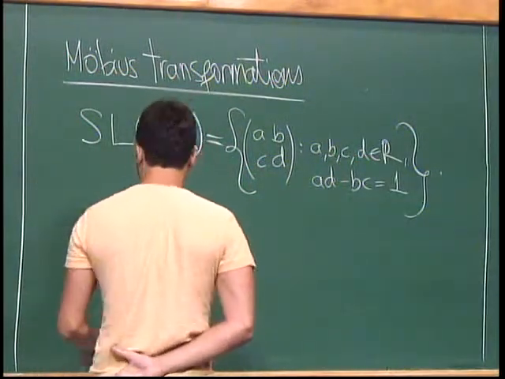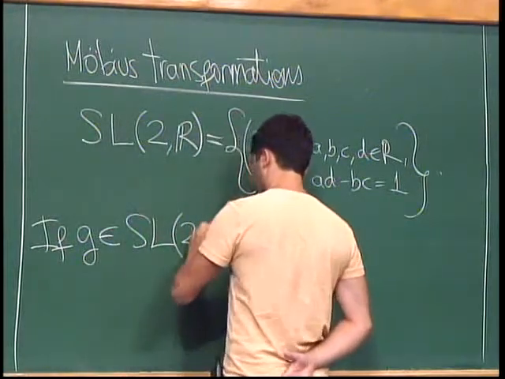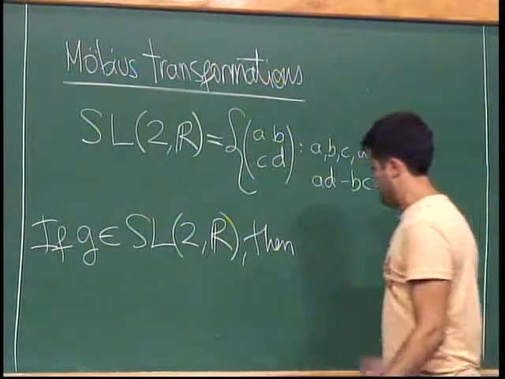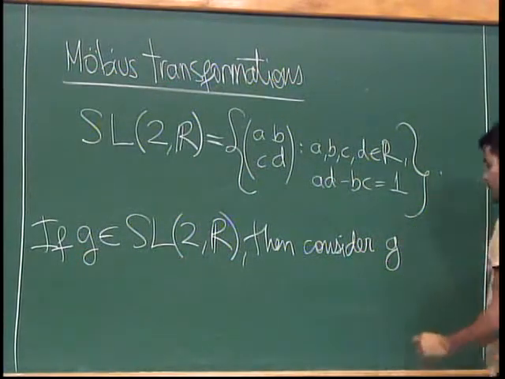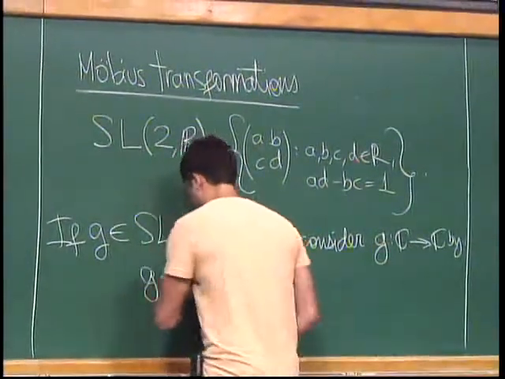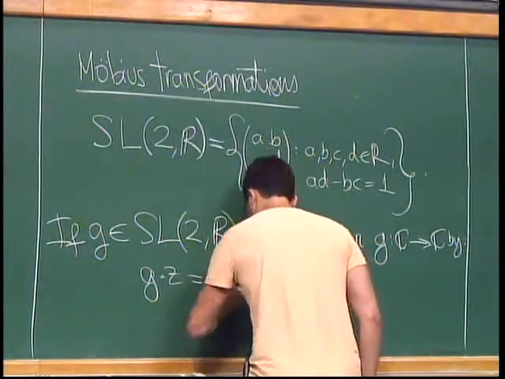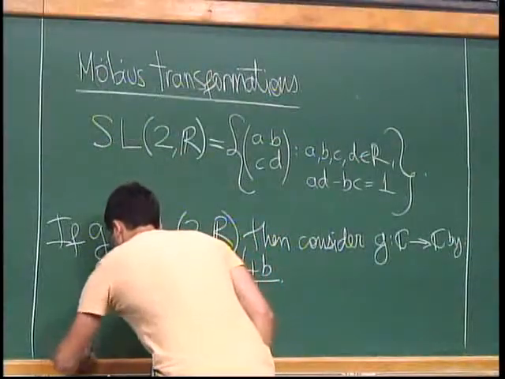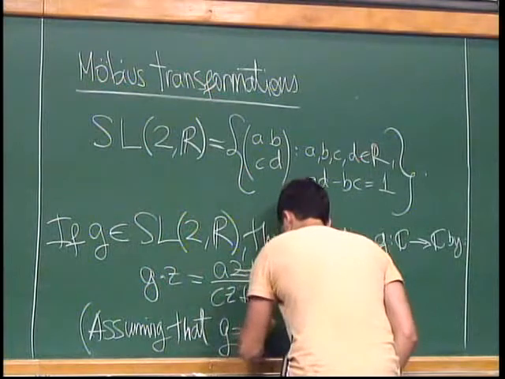So, what is interesting is that if you have an element here of SL2R, then you can define a fractional transformation in the complex numbers, which I'm also going to denote by G. But the way that I will write G acting on a point is G dot Z. And what I will do here is just consider the fractional expression given by the coefficients of G. So here I'm assuming that G equals A, B, C, D.